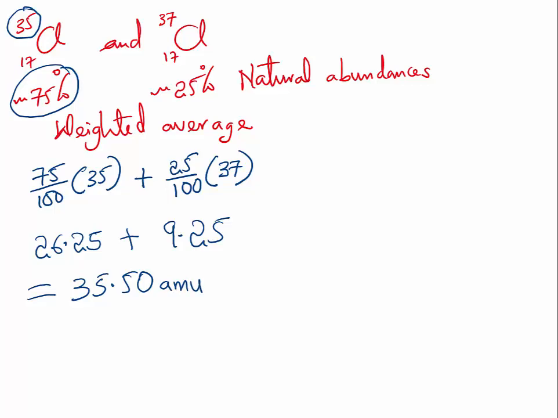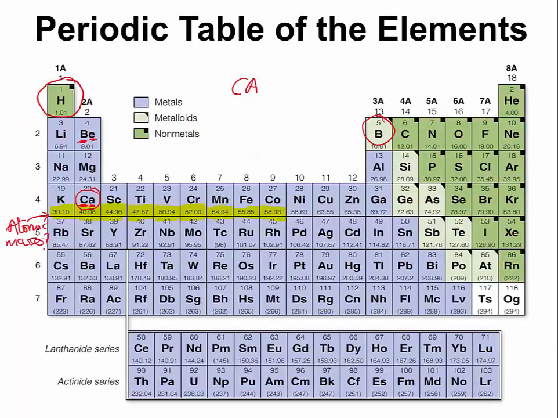If you look at the periodic table and you look for chlorine, you will see that the number under chlorine is approximately 35.5 if you round to one decimal place. So all of the atomic masses that you see at the bottom of each element, as I'm indicating, all of them are found using weighted averaging.